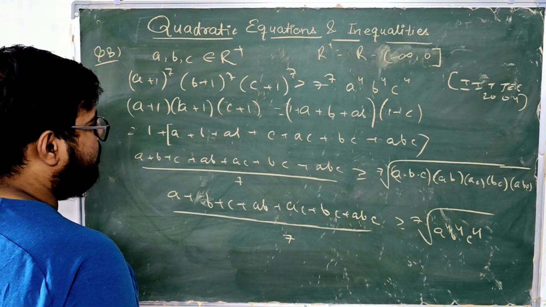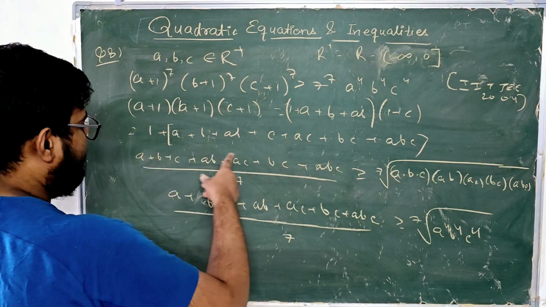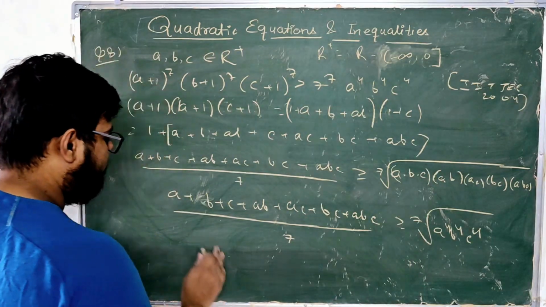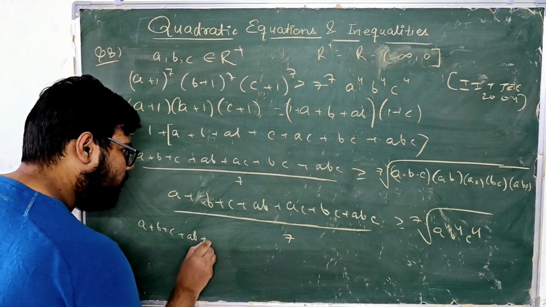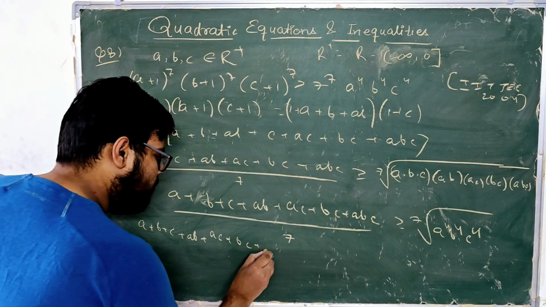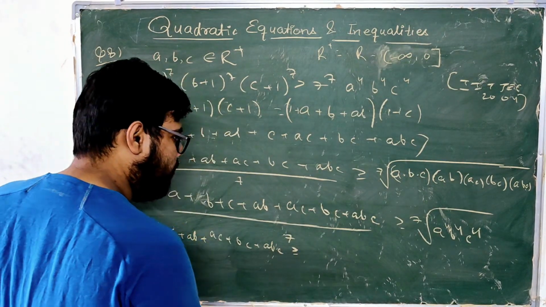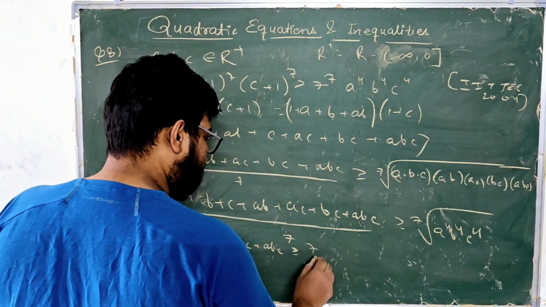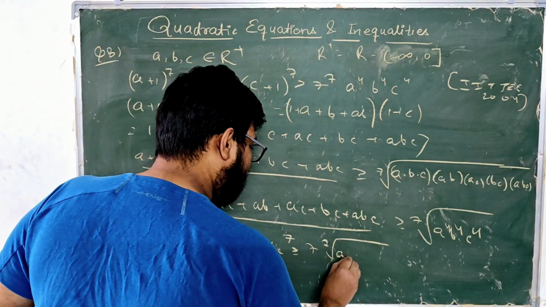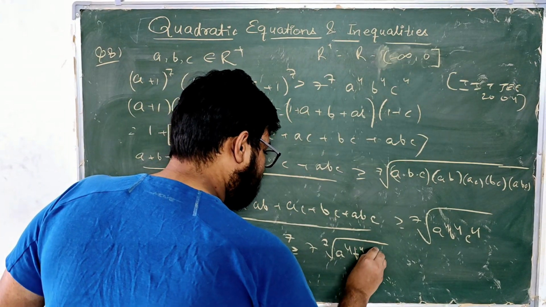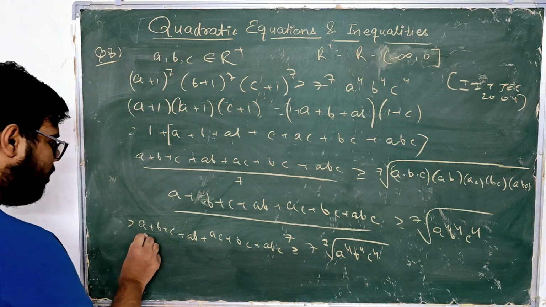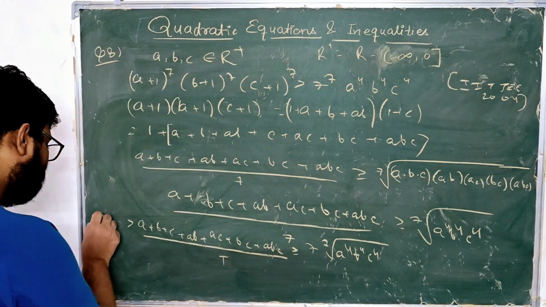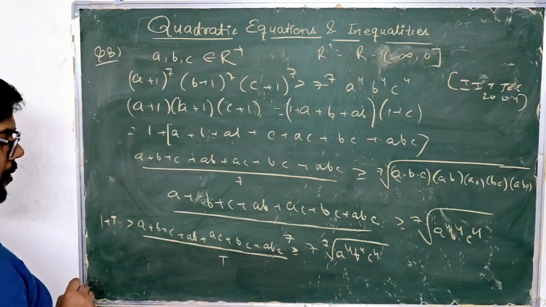Now since we have this expression, let's multiply both sides by 7. Okay. So A plus B plus C plus AB plus AC plus BC plus ABC is greater than or equal to 7 times 7th root of A raised to the power 4, B raised to the power 4, C raised to the power 4. And of course, if I assume it as t, it will be less than this, 1 plus t.